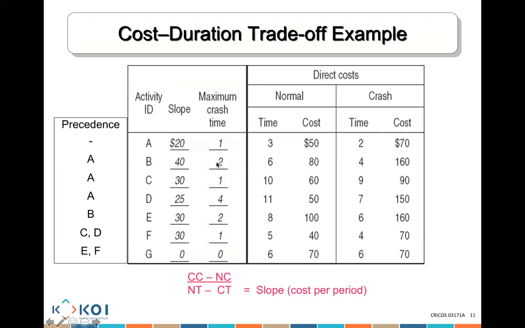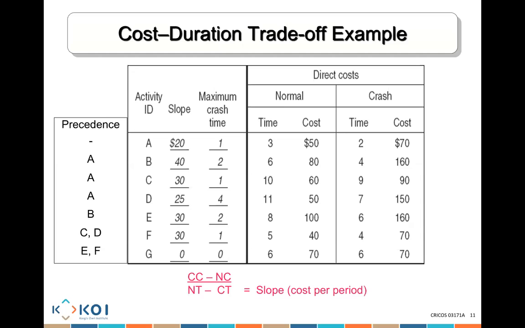How did we get the crash time for activity B? Well, it's 6 minus 4. How do we get it for activity C? It's 10 minus 9, which is 1. 11 minus 7, which is 4. 8 minus 6, which is 2. 5 minus 4, which is 1. 6 minus 6, which is 0. 0 means I cannot crash the activity at all. And obviously, 4 means I can crash activity D by 4 time periods.